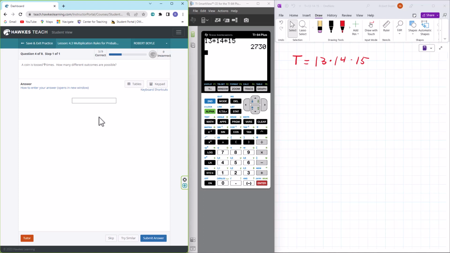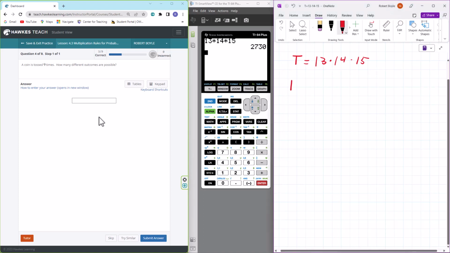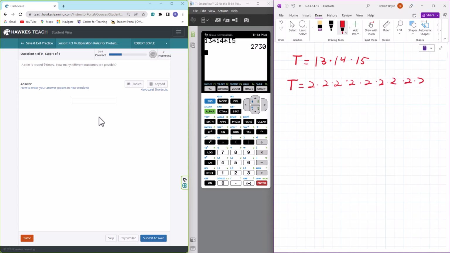Okay, next, a coin is tossed 9 times. How many different outcomes are possible? Exact same type of problem. We are looking for the sample space. And that is going to be 2 times 2 times 2 times 2 times 2 times 2 times 2 times 2 times 2. 1, 2, 3, 4, 5, 6, 7, 8, 9. 2 per stage. That, of course, is 2 to the 9th, which should be 512.